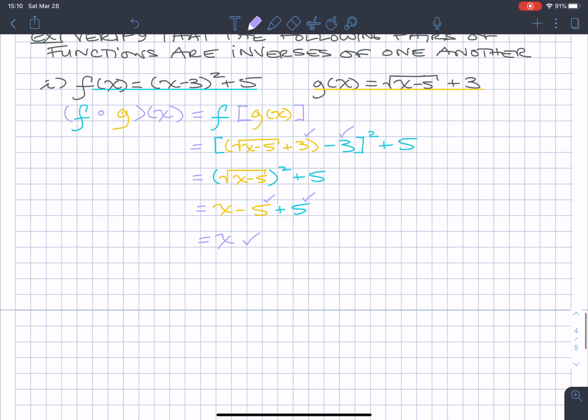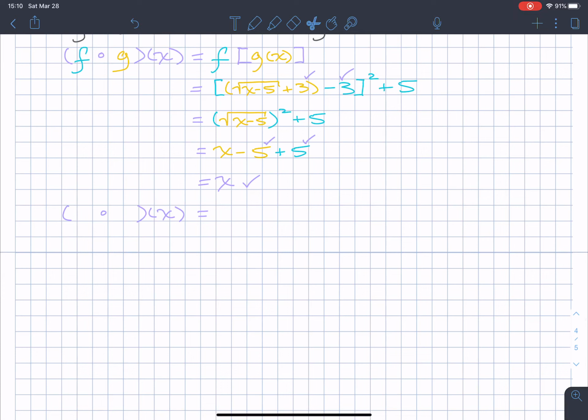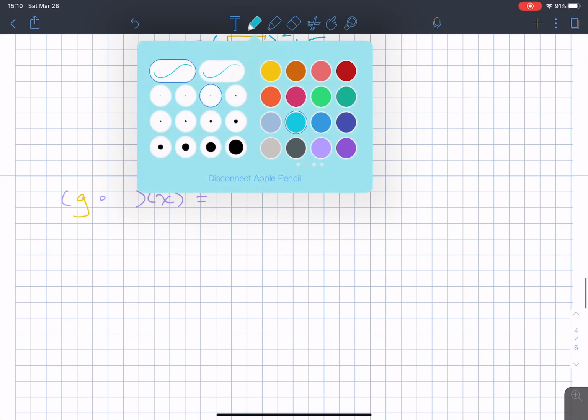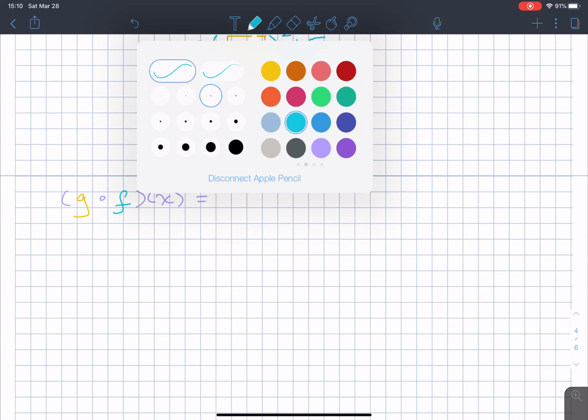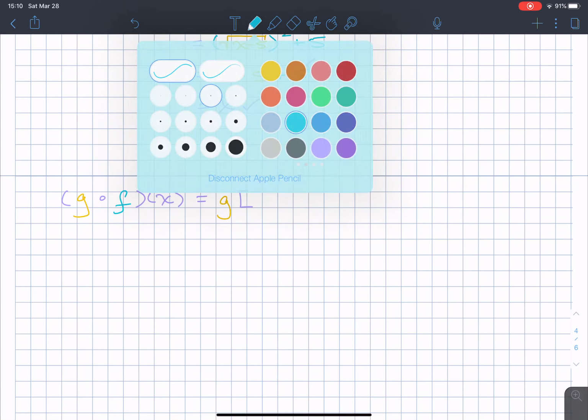But now I also have to check that g composed with f of x is also x. Once I do that, then I will know that these are indeed inverse functions of one another. Okay, so in this case, I want g composed with f of x. So what that means is into the function g, I'm going to plug the entire function f of x.